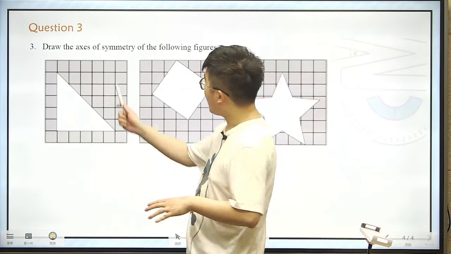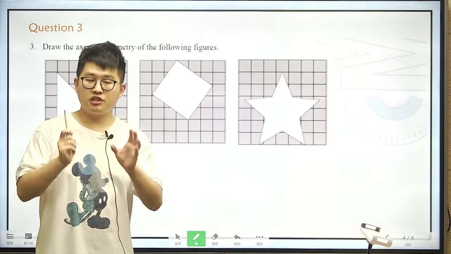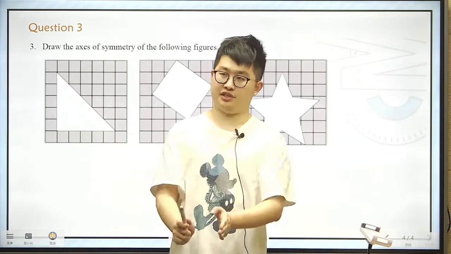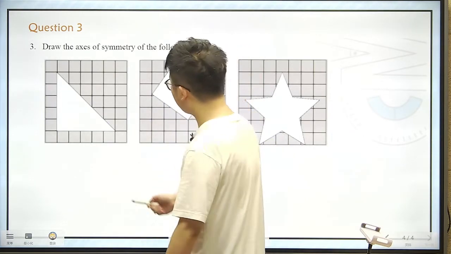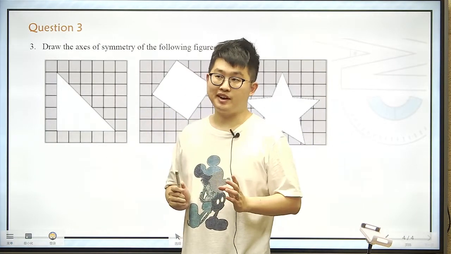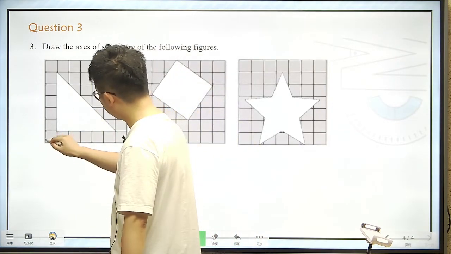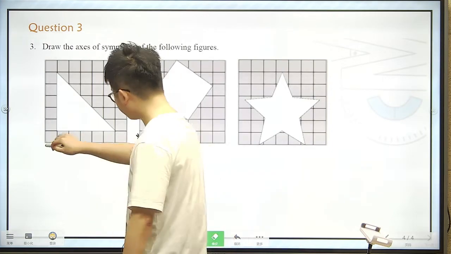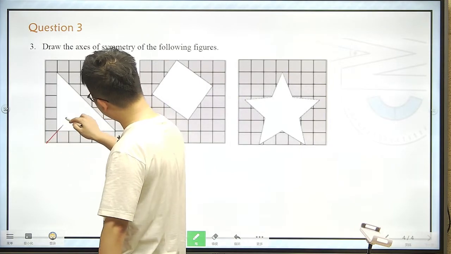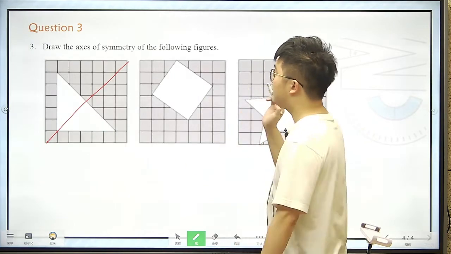We need to draw the axis of symmetry of the following figures. The most important thing here is to pay attention when there is more than one axis that satisfies this need. So the first one is what we call a rectangle triangle. We have only one axis of symmetry here. That would be, let's do this with a red pen, and it should be like this. This is the axis of symmetry.